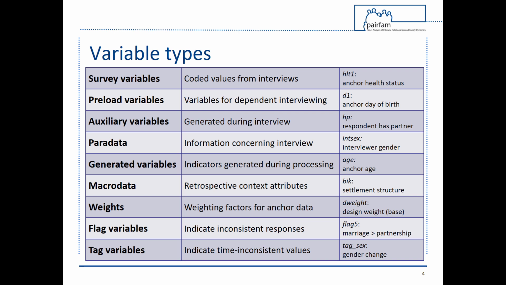Flag variables indicate inconsistent responses within an interview. The variable flag 5, for example, indicates that the anchor respondent reported being married to their partner before their relationship with the same partner began. Tag variables indicate time-inconsistent values across survey waves. For example, tag sex indicates a change in gender between waves.